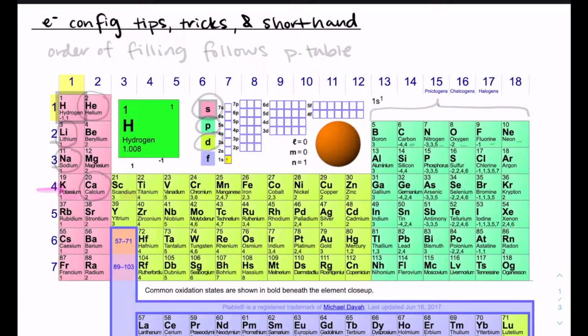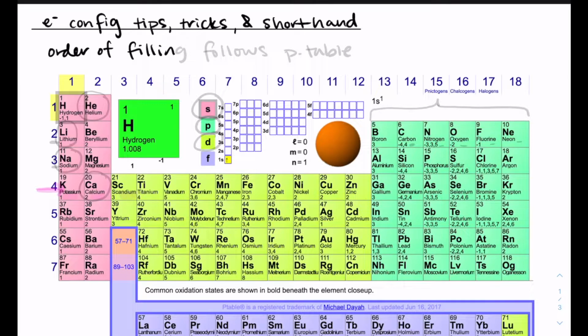And the video that you've probably been waiting for, which are the tips, tricks, and shorthand for doing electron configurations. Now, one of my favorite tips and tricks is to use the periodic table. So the order of filling follows the periodic table. And you will see this in the way that some periodic tables are given colored backgrounds.